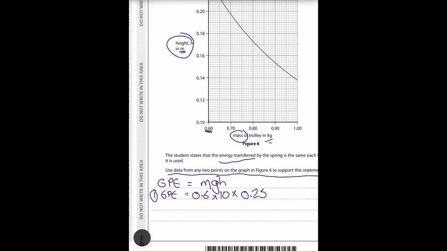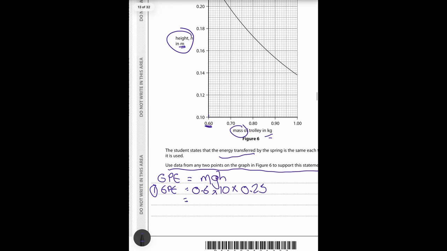So I'm going to get my calculator. 0.6 times 10 times 0.23, and the full number from the calculator is 1.38 joules, and then I'm always going to round to 2 significant figures, 1.4 joules.